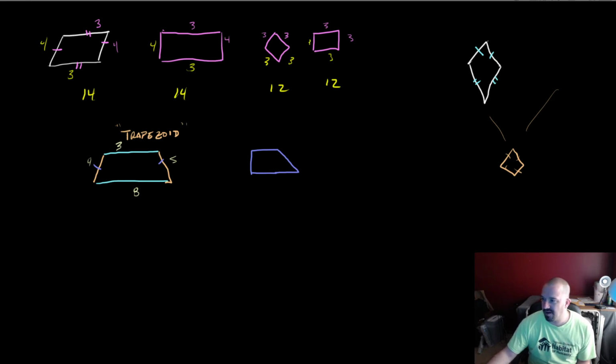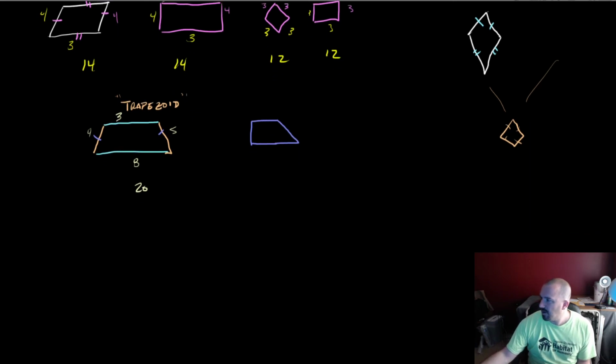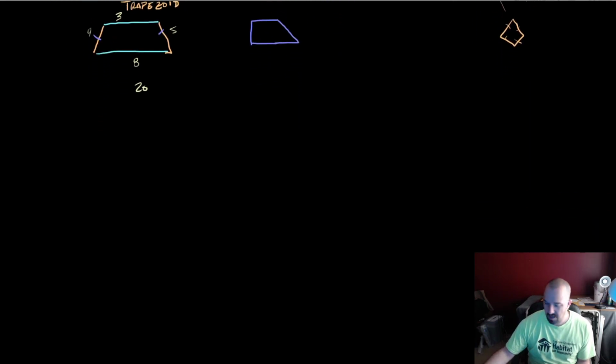Then I have 3, 4, 5. That's going to be 12, and 8 is 20. So this will be 20. That's it. You just add them all up. It's always the same. So now, how about I take something that I'll try to draw this out.